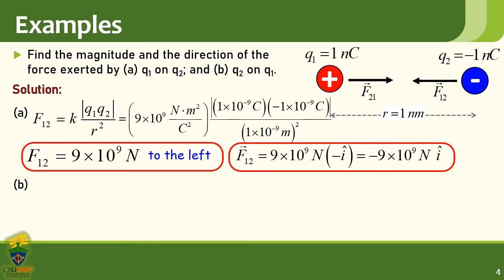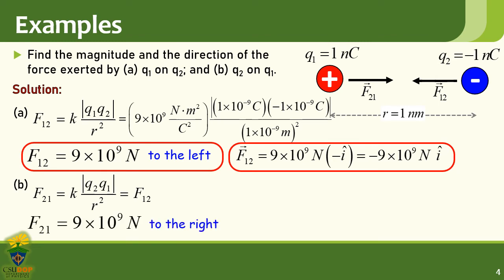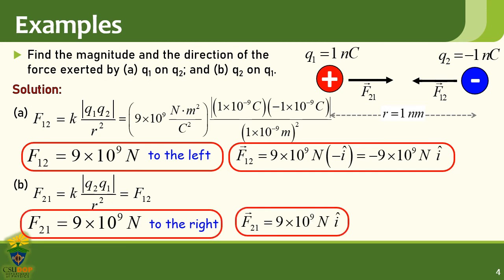Again, we use Coulomb's law to solve for the magnitude. In this case, you will get the same magnitude as the force exerted by Q1 on Q2. Knowing the magnitude and direction, the force exerted by Q2 on Q1 is 9 times 10 to the 9 newtons to the right, or in vector form, 9 times 10 to the 9 newtons I hat.